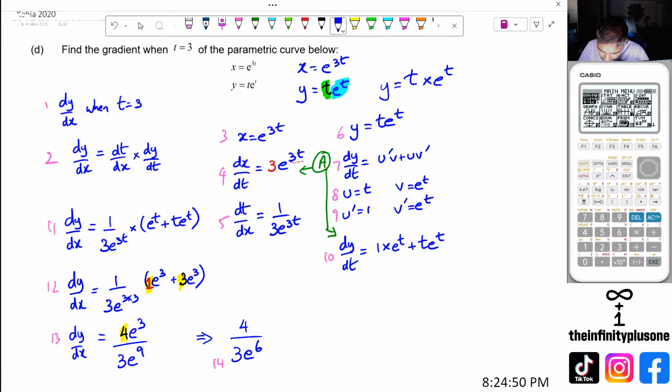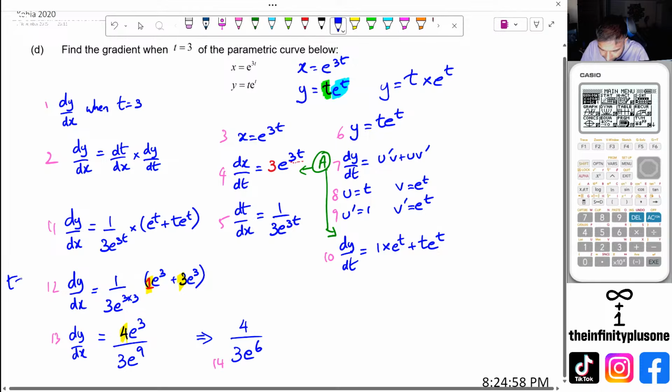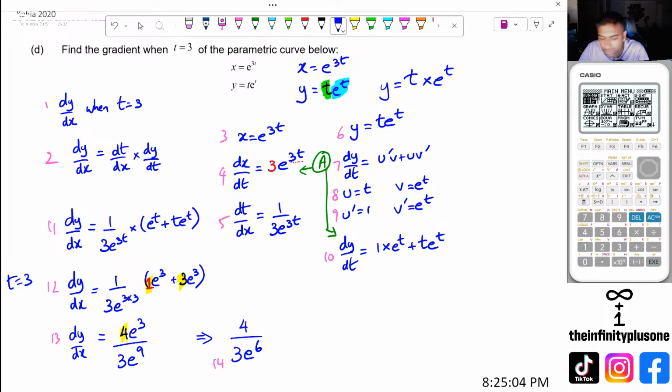What happened 11 to 12? What happened at 11 to 12? From 11 to 12, I just substituted t equals 3. Because in 11, it's the gradient function. 12 is where I substituted t equals 3 and did that.